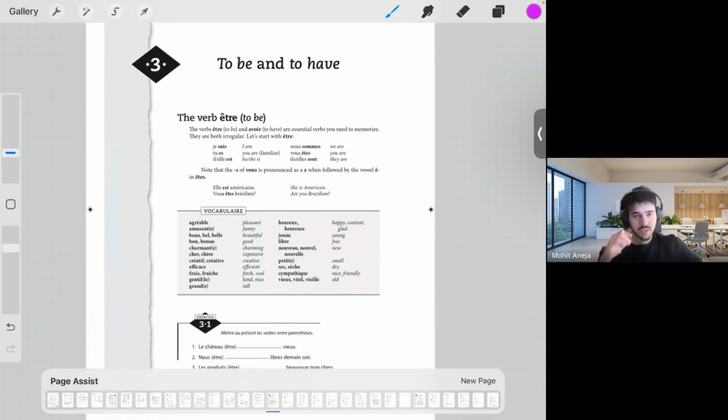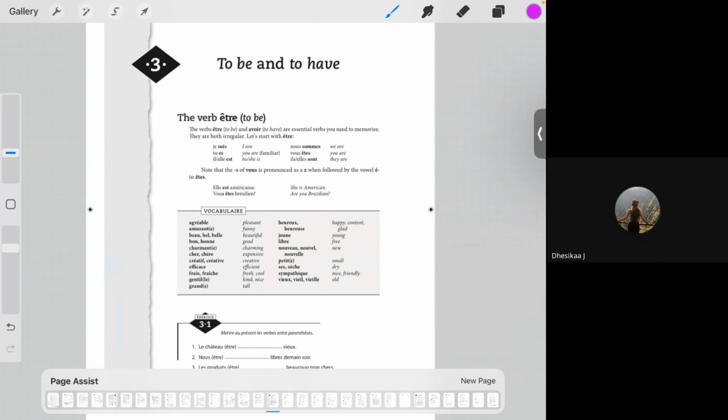Now we have moved to chapter number 3, and this is nothing new. We are still studying the present tense, and we will still be doing it till chapter number 6 in this grammar, because they've just divided it into simpler, shorter chapters. That's why we're covering it at this pace.